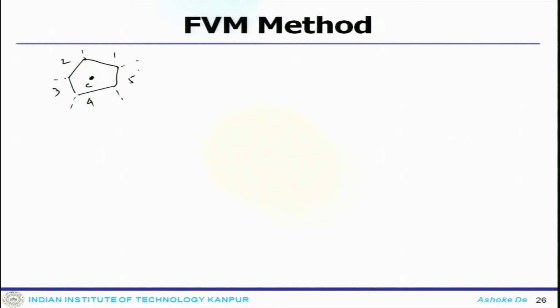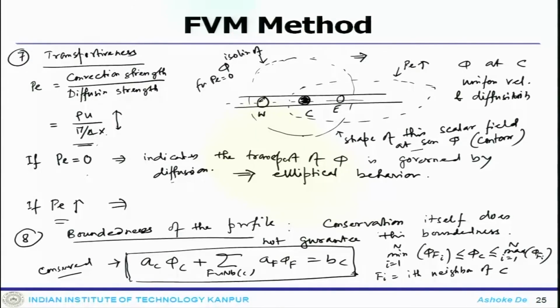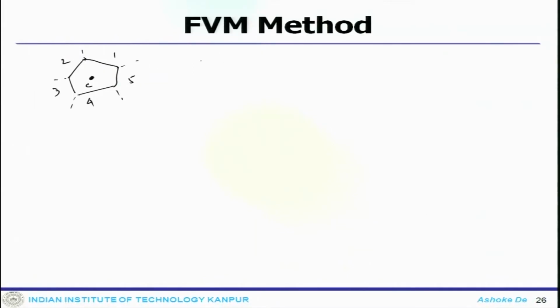So, there would be certain boundedness which are associated with this particular thing. So, these are the important things that essentially need to be satisfied by your discretized equation. So, that means when I come down from my PDE to a discretized system, I must fulfill those properties.